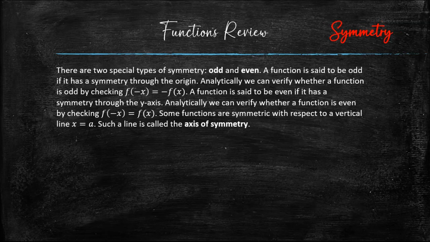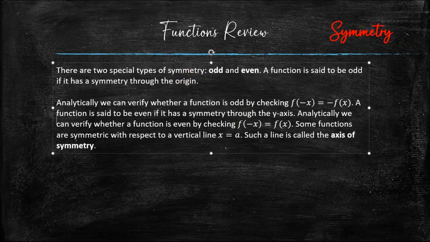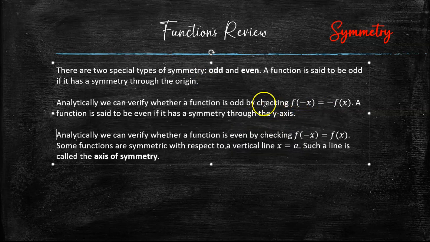All right. Next, once you have a graph, you should be able to discuss the symmetries. There are two special types of symmetries. Functions can be called even or odd. Here's the definition of an odd function, and here's the definition of an even function. Visually, it's easy. However, you should be able to do it analytically as well, in case you don't have a graphing calculator in front of you.